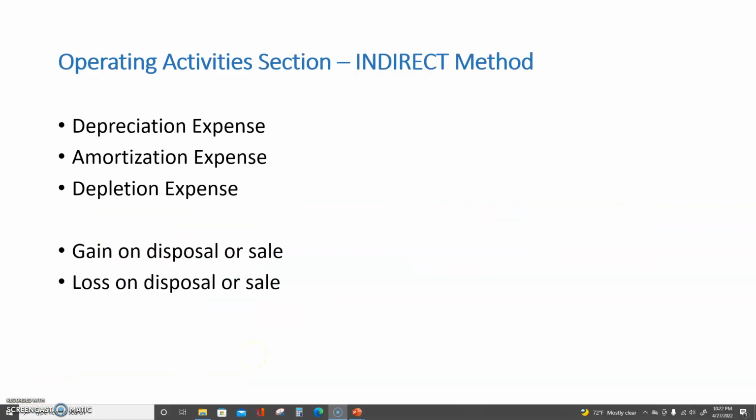Let's look at these 5 items. Depreciation expense. Depreciation expense appears in the operating activities section when you're preparing the indirect method of statement of cash flows. The other two, amortization expense and depletion expense, you may not have come across them before, but amortization expense and depletion expense is just like depreciation expense. You know that depreciation expense is when we allocate the cost of an asset over its useful life. The expense is called depreciation expense.